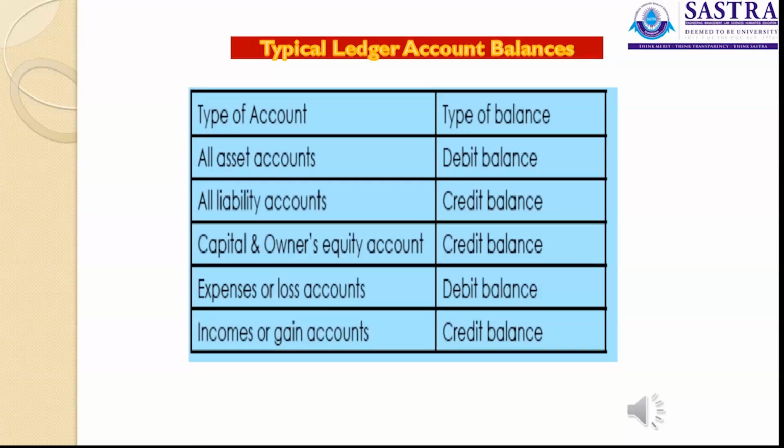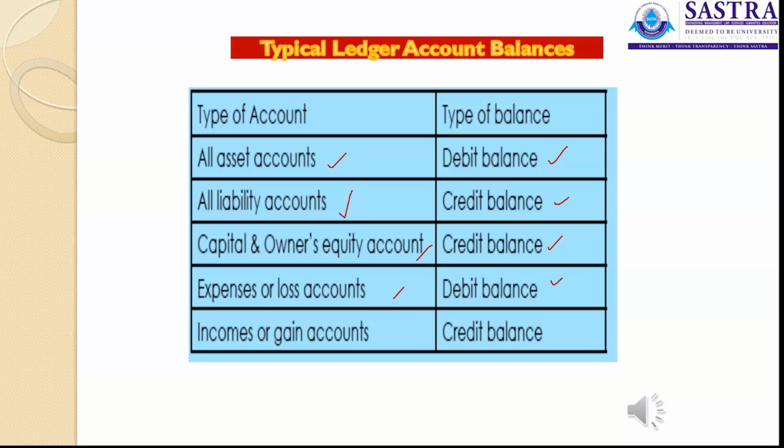Then typical ledger account balances. Generally, all asset accounts show only debit balances. All liabilities accounts show only credit balances. Capital and owner's equity accounts also show credit balances. Expenses or loss accounts show debit balances.